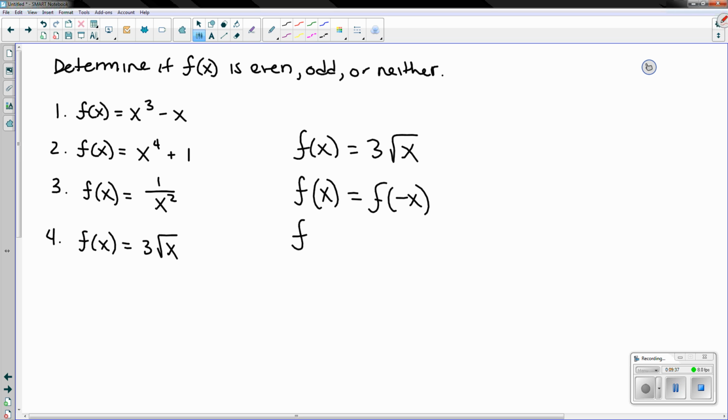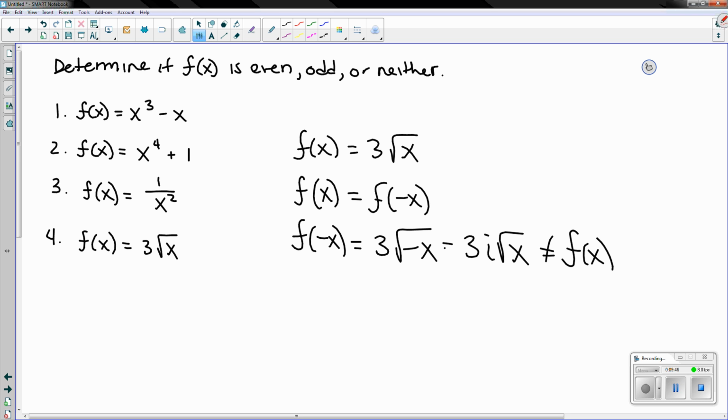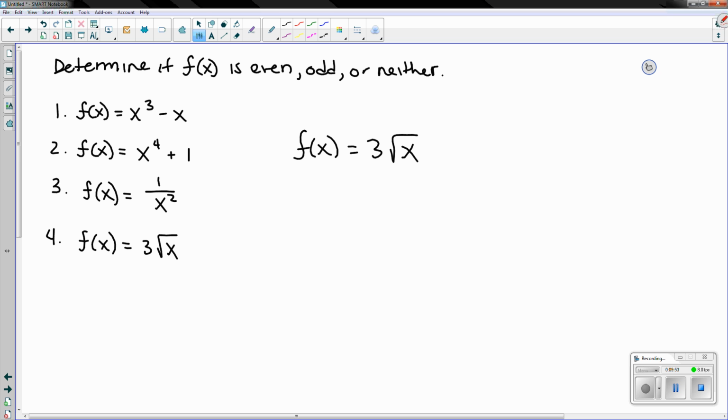We know what f of x is. f of negative x would be the cube root of negative x, which through a simplification would be this. Clearly not equal to f of x, so it is not even. So now let's check whether or not it's odd. So does this have point symmetry about the origin? We see that it does not have line symmetry about the y-axis. So we already know what f of negative x was, right? We verified that through even.